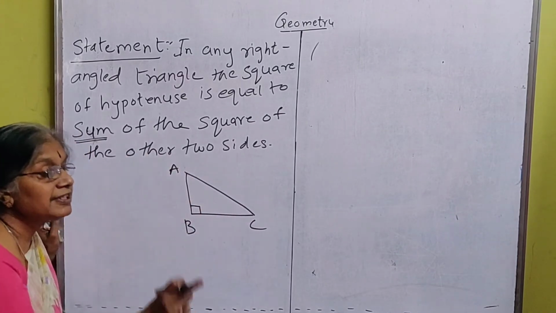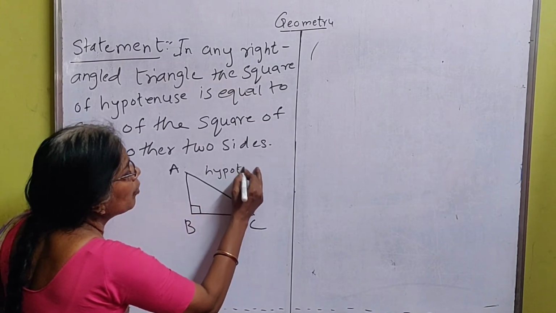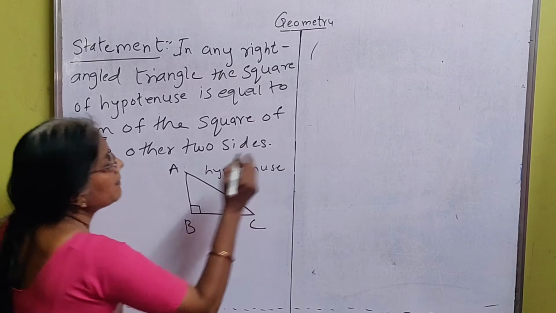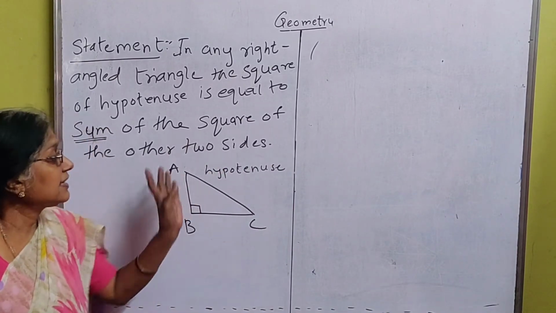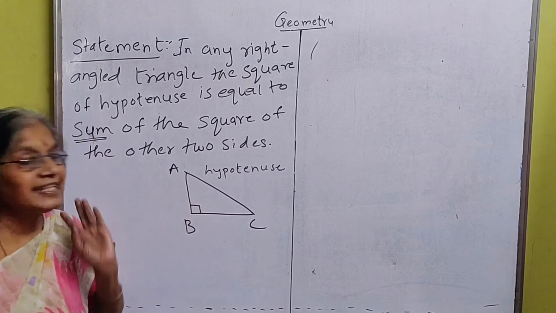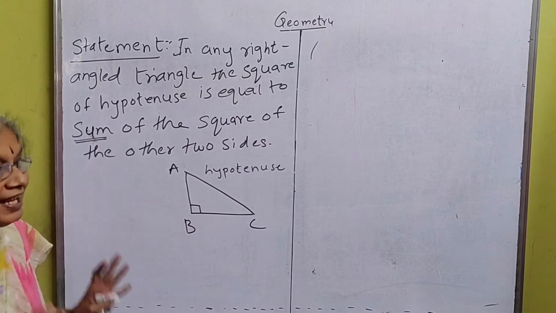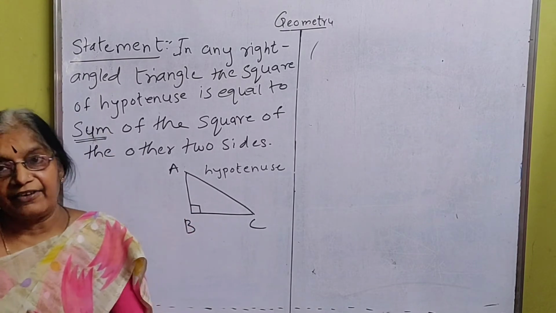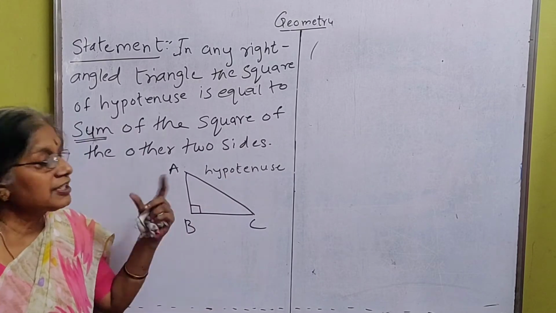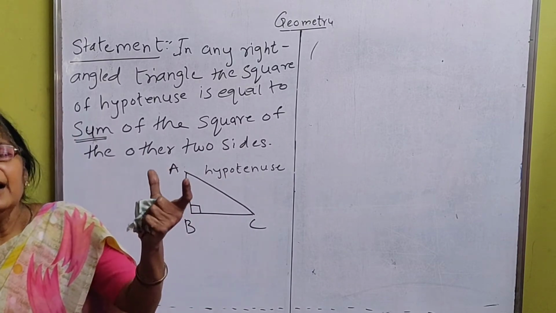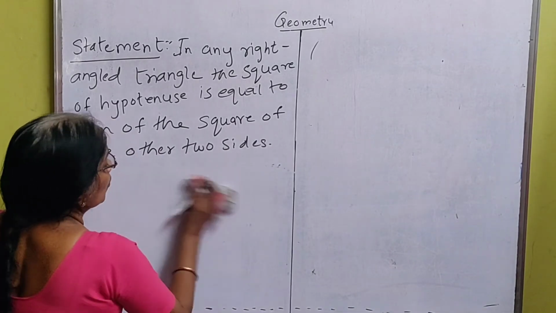So the side which is opposite to 90 degrees is called the hypotenuse. So always remember, in a right angle triangle, which side is called the hypotenuse? The side opposite to the right angle is called the hypotenuse. And these two sides are called the legs of the right angle triangle. That means hypotenuse square is equal to the sum of the squares of the legs of the right angle triangle. That is what Pythagoras told us.